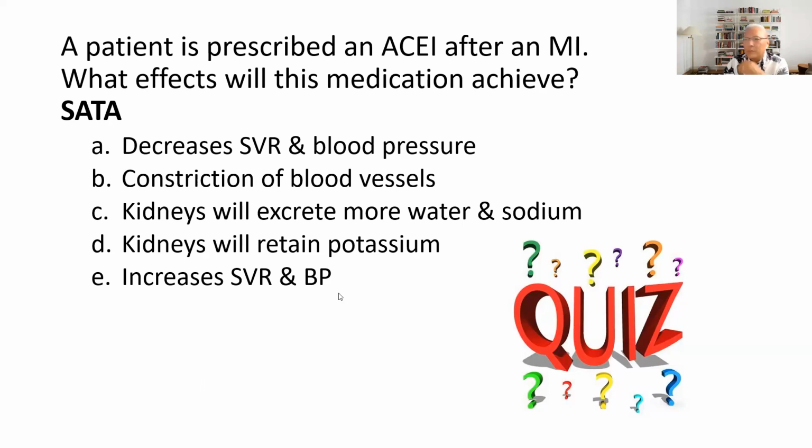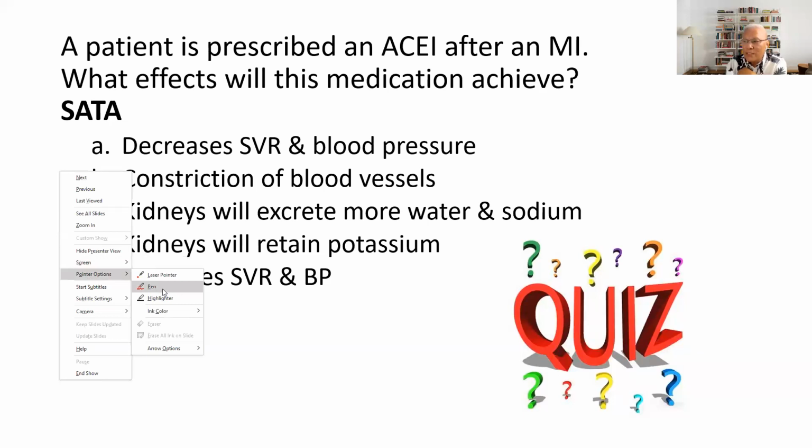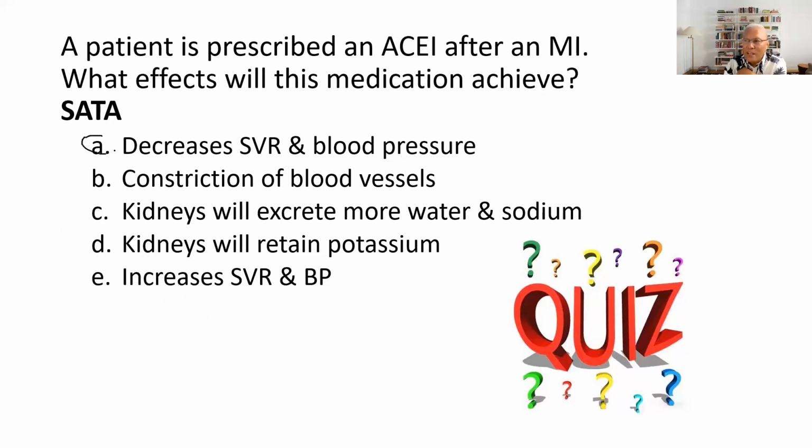Okay, good. So let's discuss. The correct answers here are the following. It decreases systemic vascular resistance and blood pressure. That is good. And that's the reason why, obviously, we use it as an antihypertensive agent. So letter A is correct. It causes constriction of blood vessels. Well, if it constricts blood vessels, then it would increase blood pressure. So this is incorrect. Kidneys will excrete more water and sodium. Yes, that is correct. That's one of the actions of ACE inhibitors.